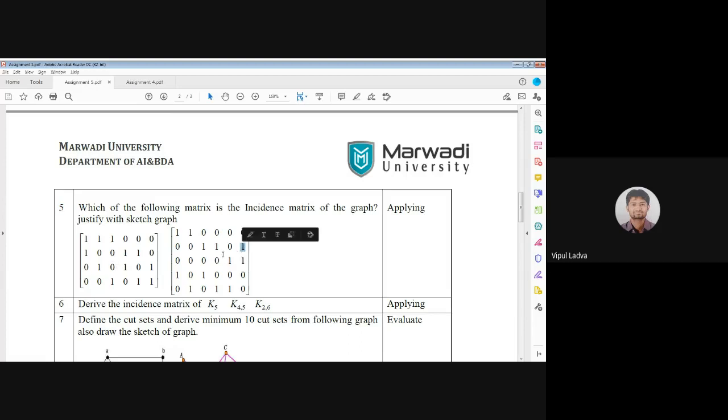Incidence matrices are there, and you need to prepare your graph. You will be labeling your vertices A, B, C, and D. You need to label the columns as your edges, E1, E2, E3, E4, E5, E6, or any other notation, whatever you wish. And then you will be looking for the graph. And in question 6, we'll be looking for the incidence matrix of some of the complete graphs.